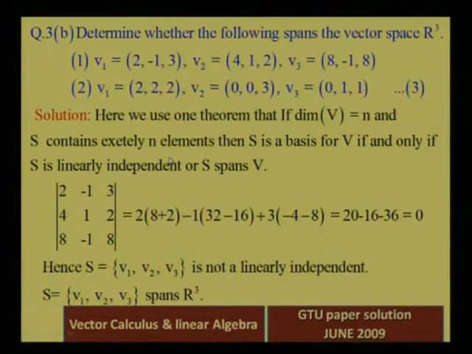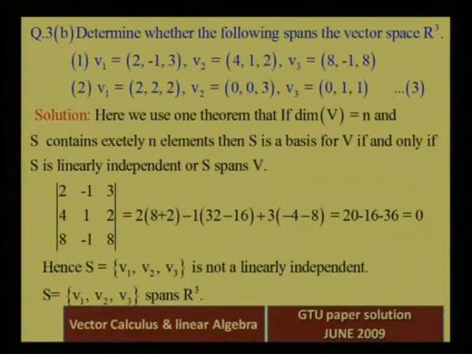S contains exactly n elements, then S is a basis for V. Okay, here we use one important theorem. That theorem says that if S contains exactly n elements and the dimension of V, here what is our V? V is equal to R3. What is our vector space? Vector space is our R3.